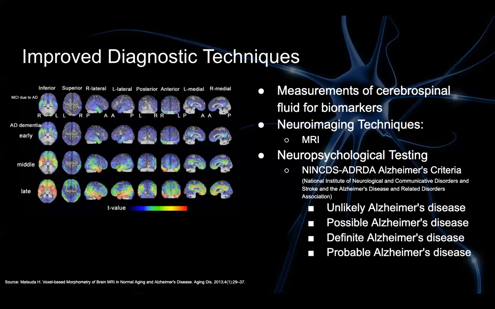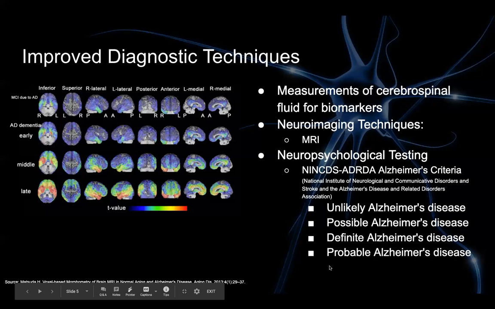The third is probable Alzheimer's disease, where dementia has been established. They've passed the first 2 criteria of unlikely or possible, and there are very clear signs of cognitive impairment in 2 or more areas of cognition. The patients usually have to be between the ages of 40 and 90, and it has to be confirmed that they don't really have any other diseases capable of producing these symptoms.